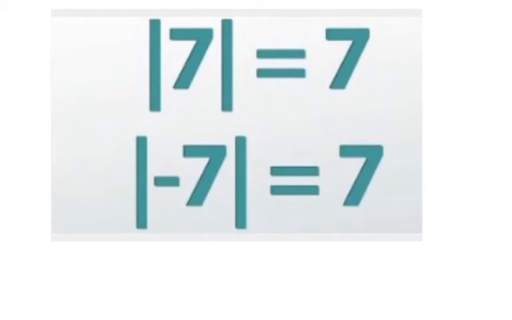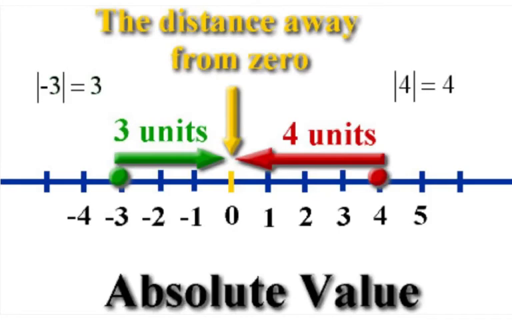And then the second one is absolute value of -7. Well, the absolute value is the distance from that number to 0. So if you look at this diagram, you'll see that the absolute value of -3 is 3 because it is 3 units from 0. Alright, so absolute value of -3 is 3. If I'm looking at the absolute value of 4, it is 4 units from 0, so the absolute value is 4. So notice that absolute value is always positive. The reason for this is because distance is always positive.